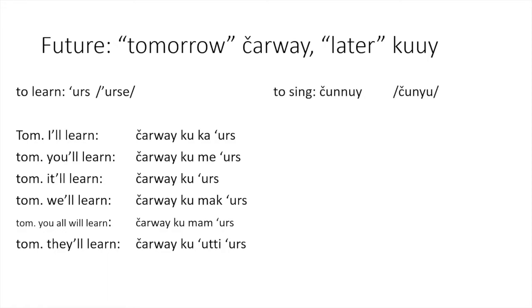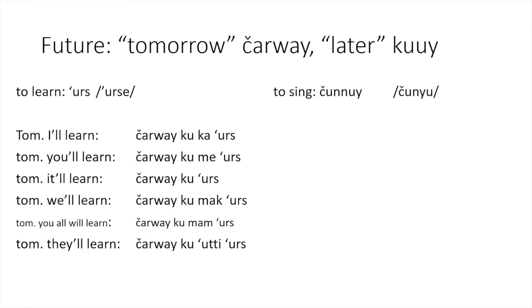So you can see here that for the previous future, if you just want to say I'll learn instead of tomorrow, you have to use the long pronoun and then put ku. Ku means will, like future tense, after the pronoun. So ka ku urus, I'll learn. Čarway ku ka urus. Tomorrow I'll learn. So now in this case, you have to use the short pronoun after ku.